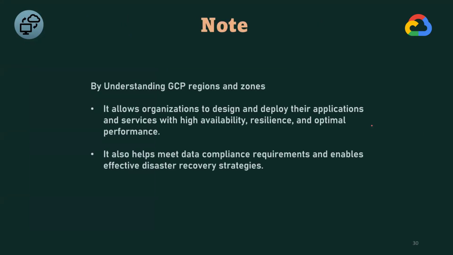Now, we have a final note for the GCP locations. By understanding the GCP regions and zones, can you tell me what you have learned so far? GCP has locations. Inside locations, we have regions. Inside regions, we have zones, and zones are availability zones. In zones, we have the data centers where the application is deployed.